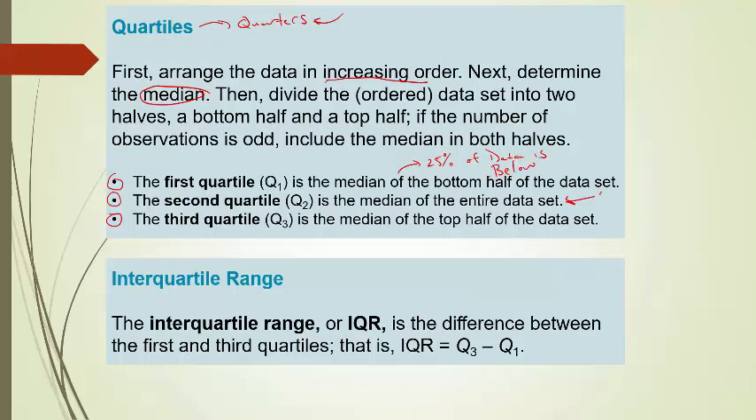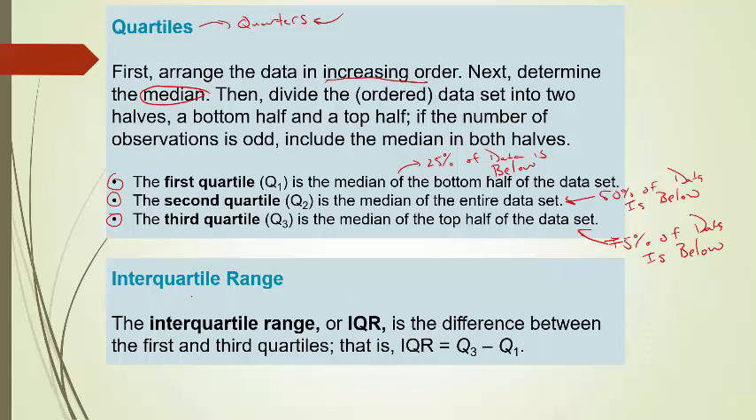The median is the value for which 50% of data is below. And then the third quartile, once you find the median, is the median of the top half of data. Or another way you can think about it is 75% of data is below this value.